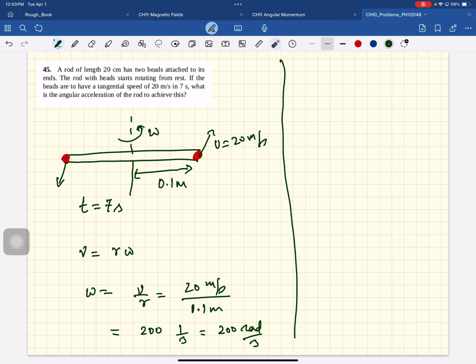So that's the angular speed that you want at the end of 7 seconds, okay? And well, you started off at rest and you achieved this angular speed in 7 seconds. So now we'll go to this formula, omega final equal to omega initial plus alpha times t, and alpha is omega final minus omega initial divided by 7, 200 minus 0 over 7 seconds.